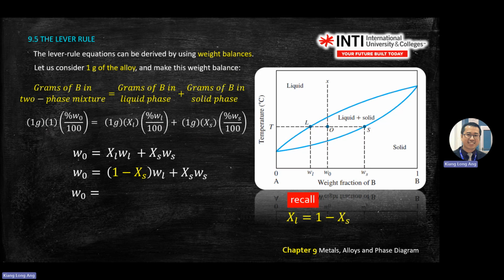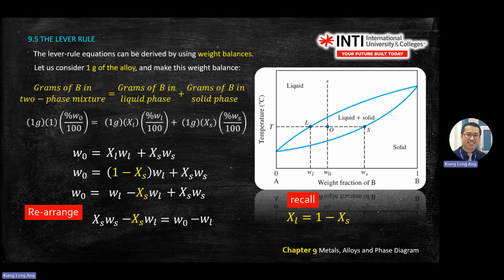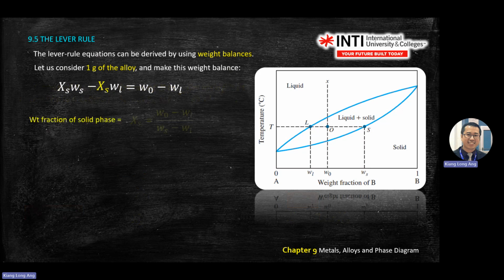So you simplify the equation. Rearrange. Makes sense? This one you move here, this one you move there. So you rearrange everything, you'll get the weight fraction in solid phase will be WO minus WL divided by WS minus WL.